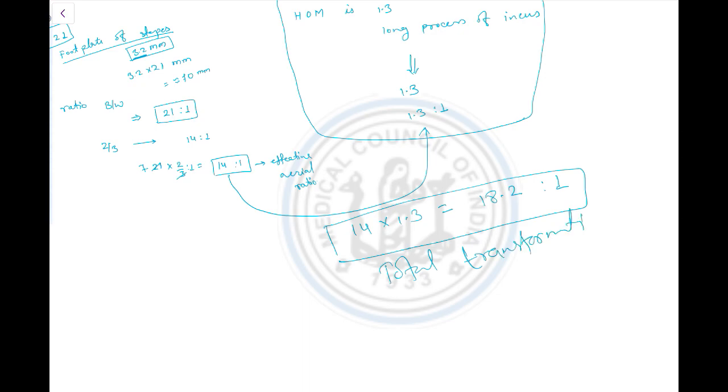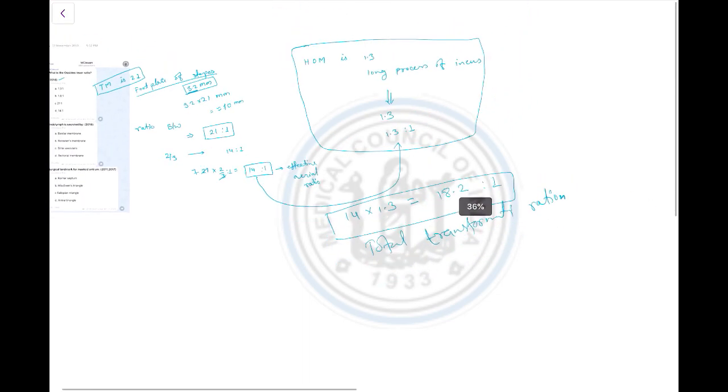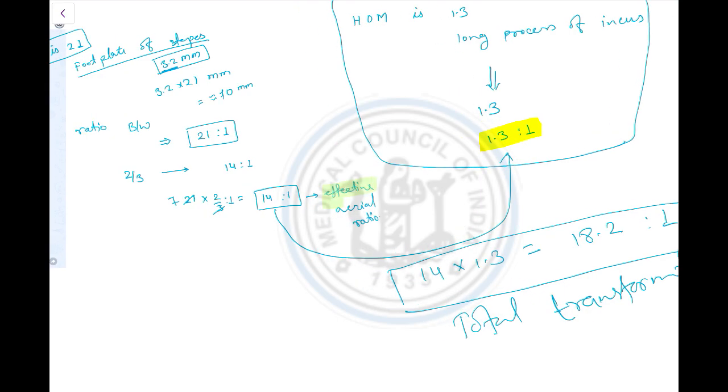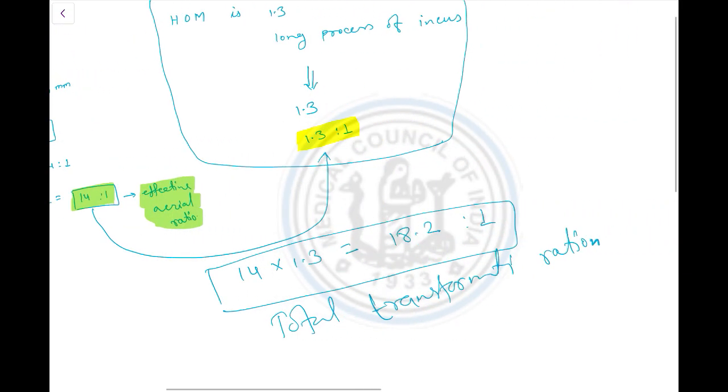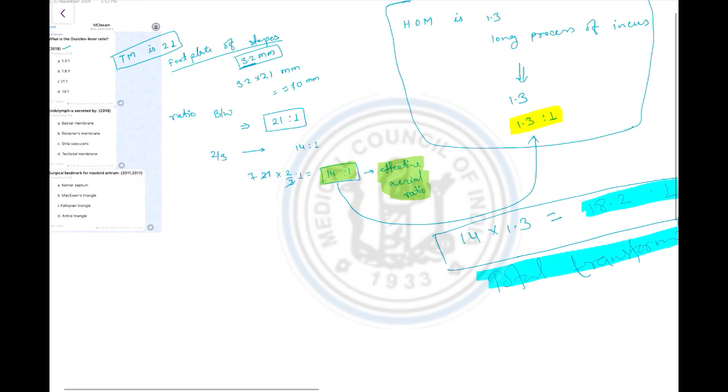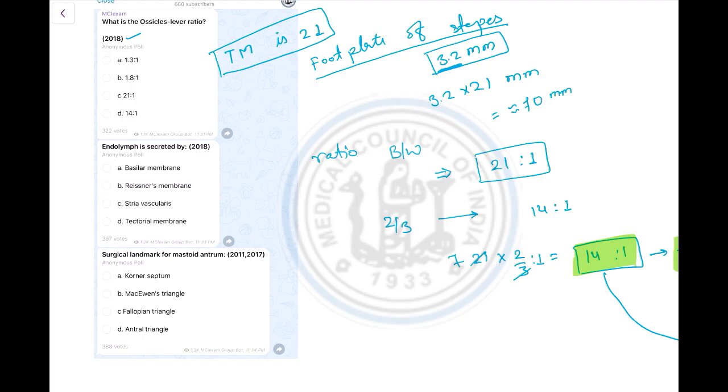So three MCQs get solved here, easily. The first MCQ is our question, the ossicular lever ratio, 1.3:1. Second is the effective areal ratio, that is 14:1, and third is the total transformation ratio, that is 18.2:1. So for what is the ossicular lever ratio, the correct answer is 1.3:1.